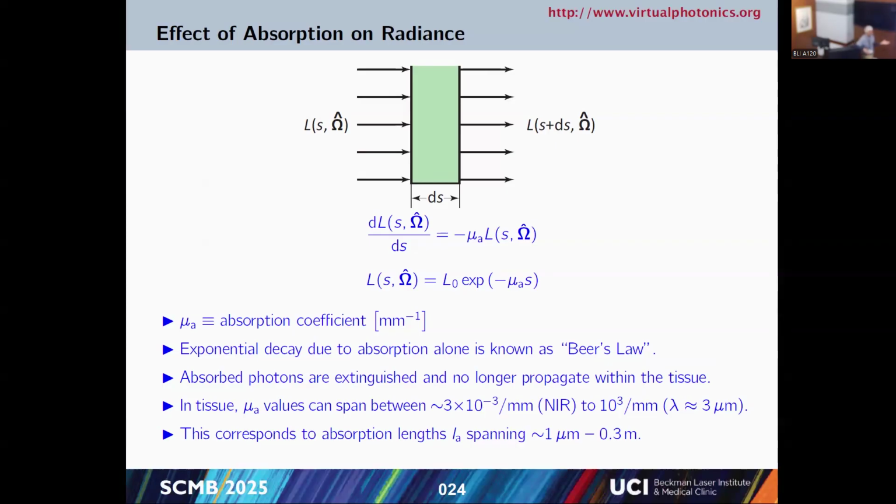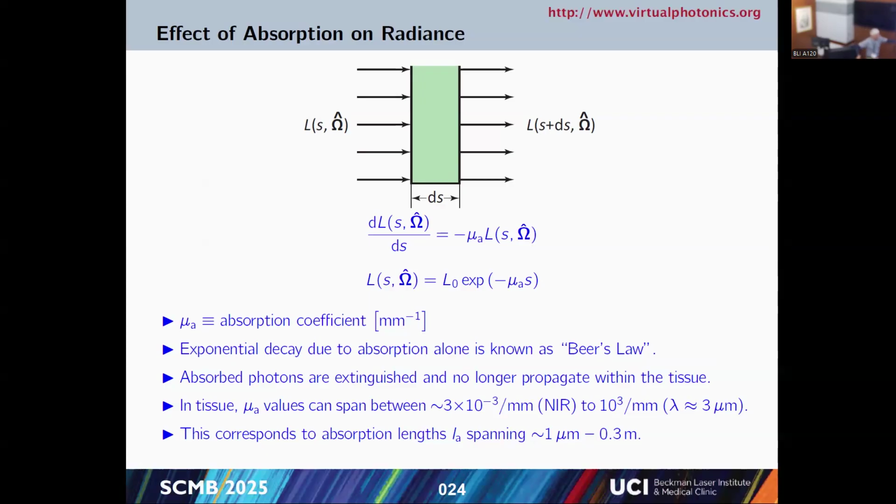In tissue, if you think of the whole visible to near infrared wavelength range, the values of mu a can span a very large scale. So in the near infrared, anywhere from 700 to 1,000 nanometers, you actually have very, very low absorption. Hemoglobin doesn't absorb much. Water doesn't absorb much. Lipid doesn't absorb much. It's like 3 × 10⁻³ per millimeter on that order. It depends on tissue. But then if you go out to 3 microns, where water has a high absorption peak at 2.94, you go to 10 to the third per millimeter.